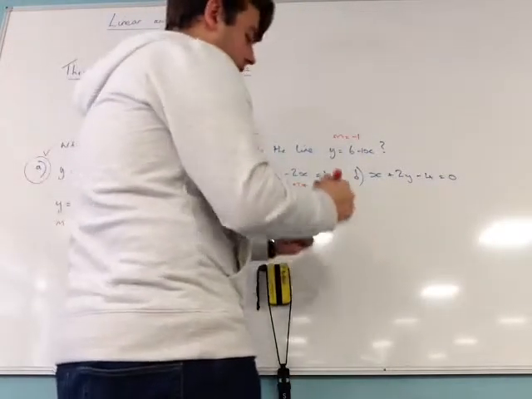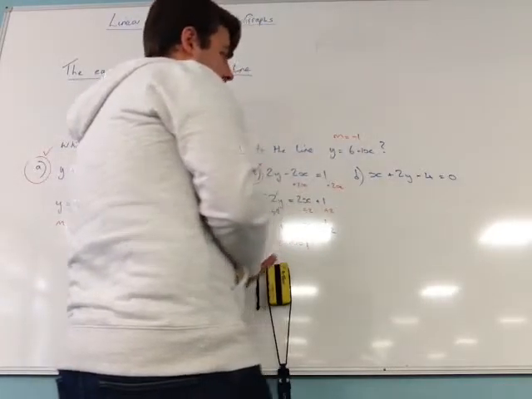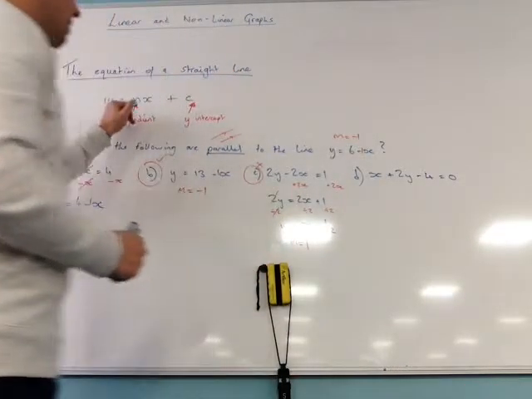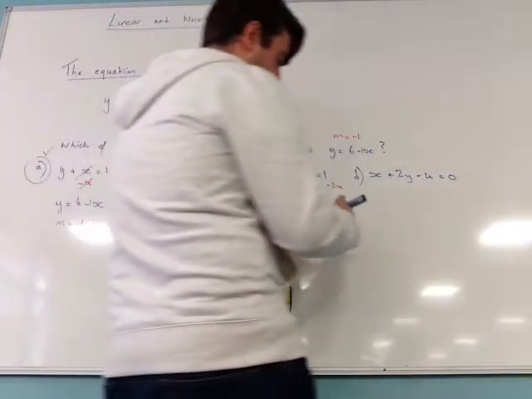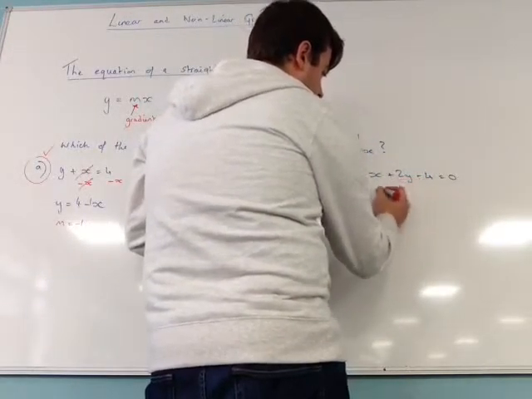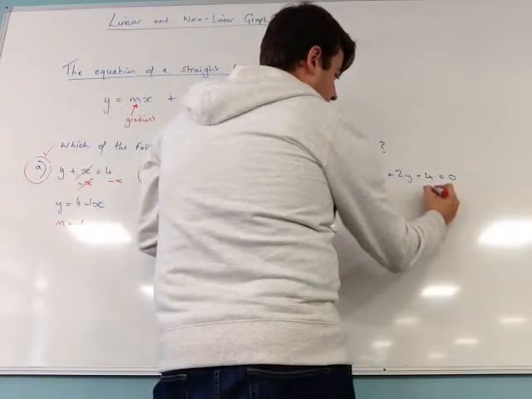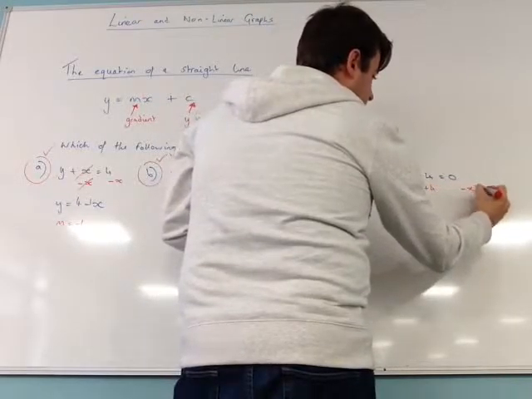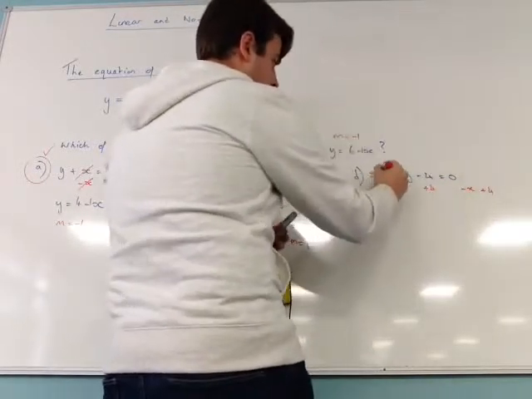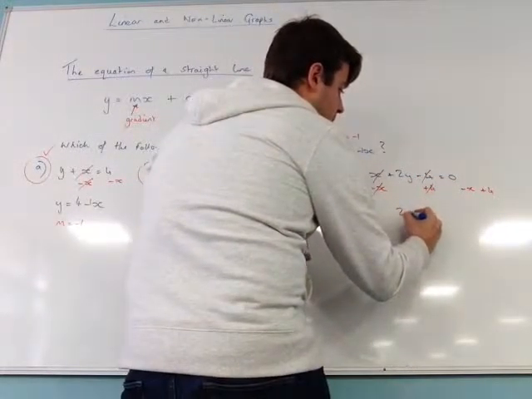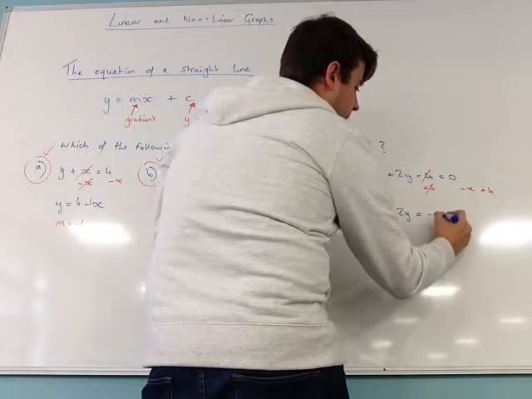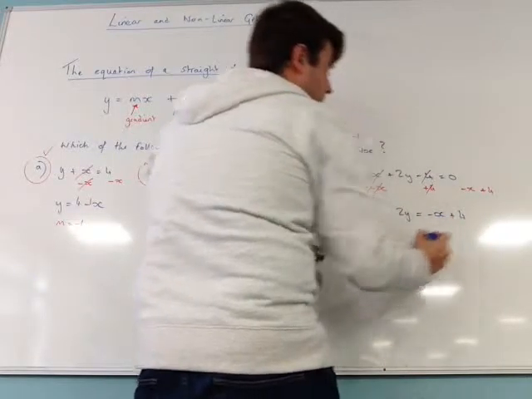The last one to look at here is in general form. I need to put it into the y equals mx plus c form. So I go for it. I start moving things away from the y. Here I'm going to have to take away x, and I'm going to have to add 4 to both sides. So I'm left with 2y is equal to negative x plus 4.